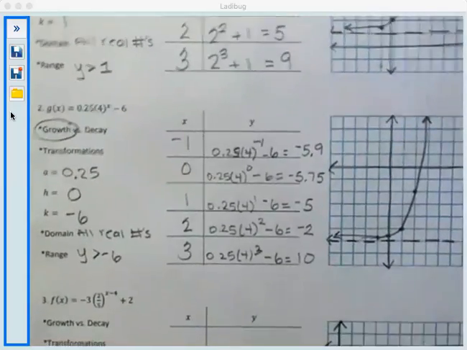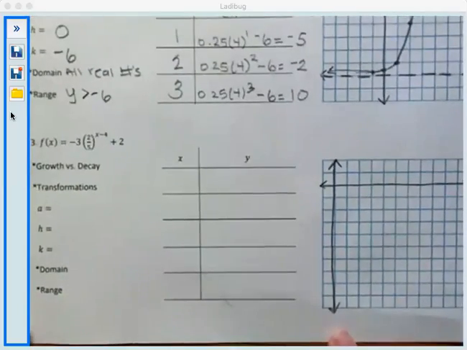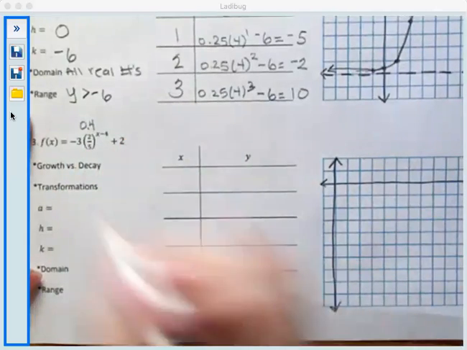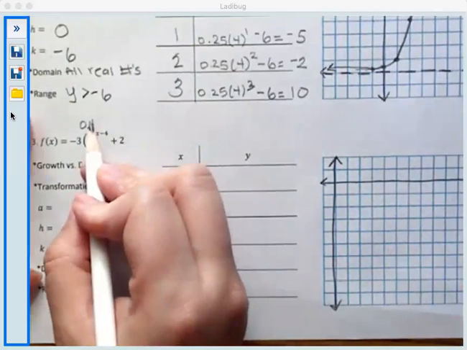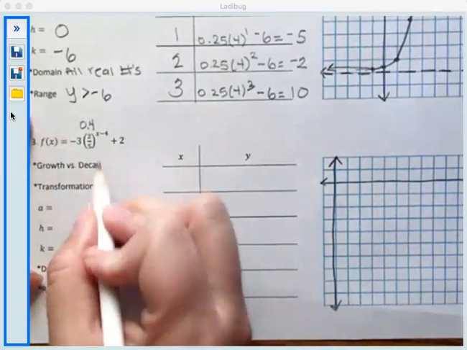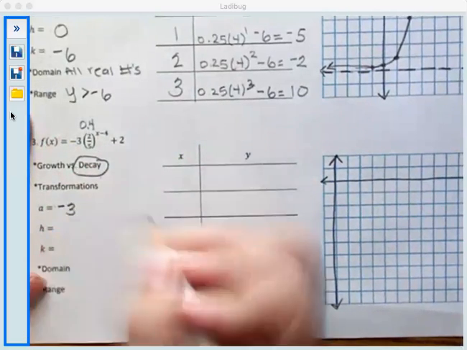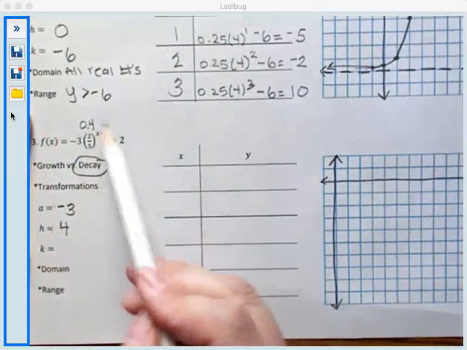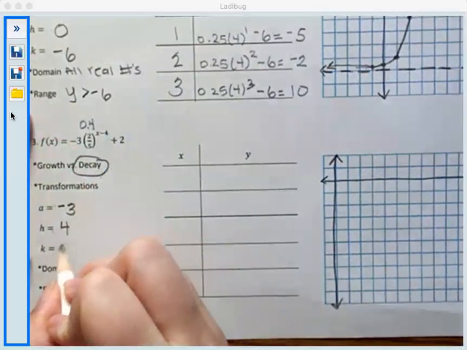Okay, and then we're going to go ahead and do our last example. I think I had you guys try this one out on your own. So we changed this to 0.4 instead of dealing with this fraction all the time. And so we know our b is less than 1, so we are going to be dealing with decay this time. Our a is -3. Our h this time, we do have 4, and remember it is positive 4, not negative, because if it is attached to this x, it is always opposite. And our k, our asymptote, is 2.